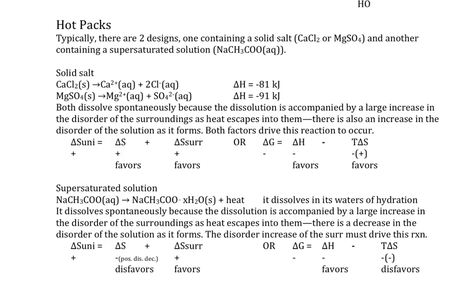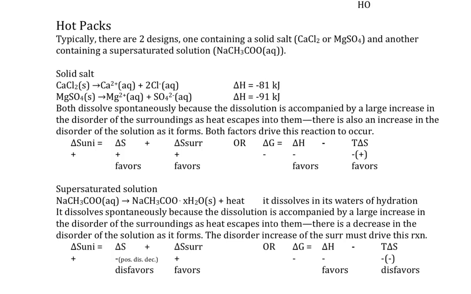If we look at it from the perspective of the delta G equation, delta H is negative, it's exothermic. Delta S is positive, more disordered. So we have a negative delta H minus T times a positive delta S. They both favor, and that's how it comes out negative. So that's why it's spontaneous.